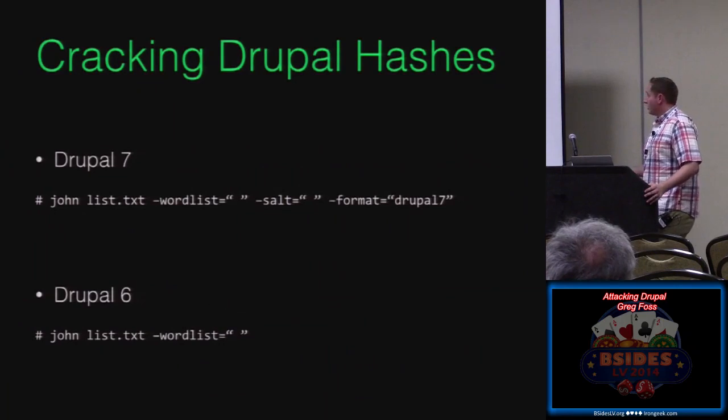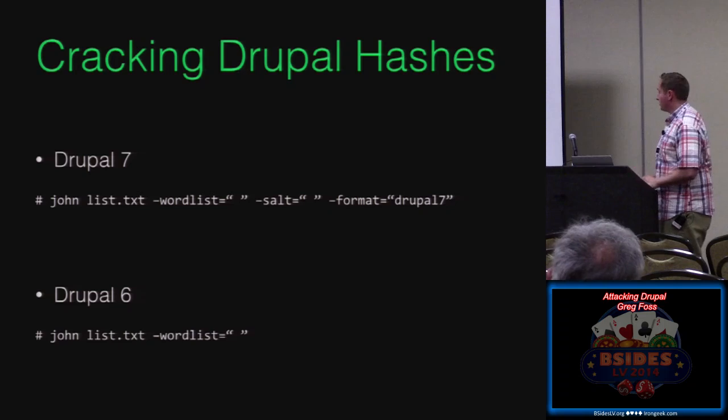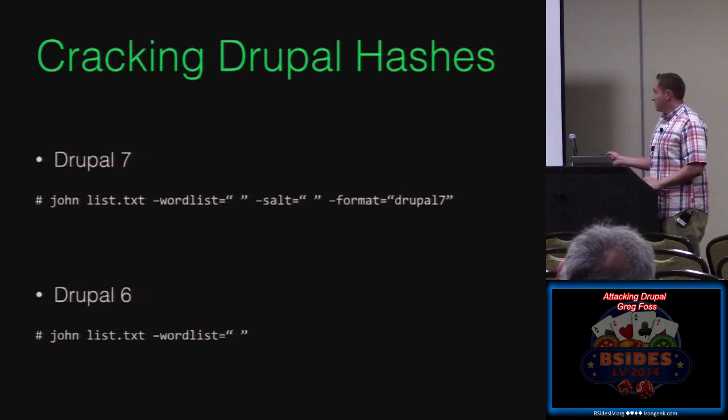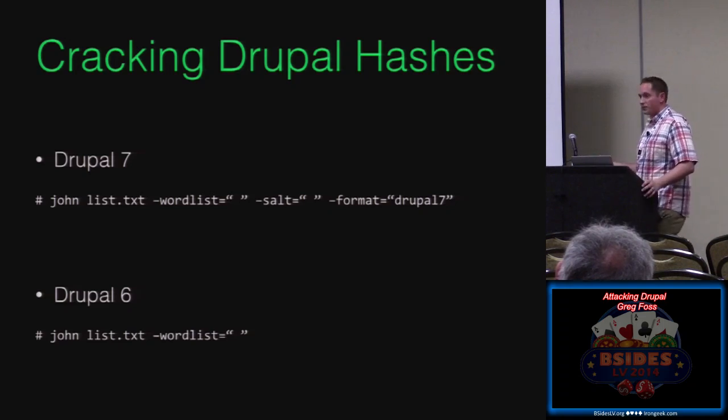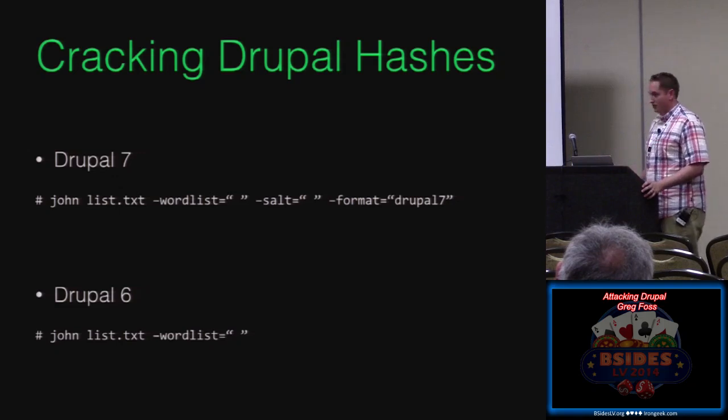So John the Ripper, it actually still works great. It's an awesome tool for this. It has a built-in permutation for Drupal 7. All we need to supply is the salt. And it will actually still work and still crack password hashes even without the salt. It's just a lot faster if you have the salt. And Drupal 6 is just straight MD5, so super easy to crack.